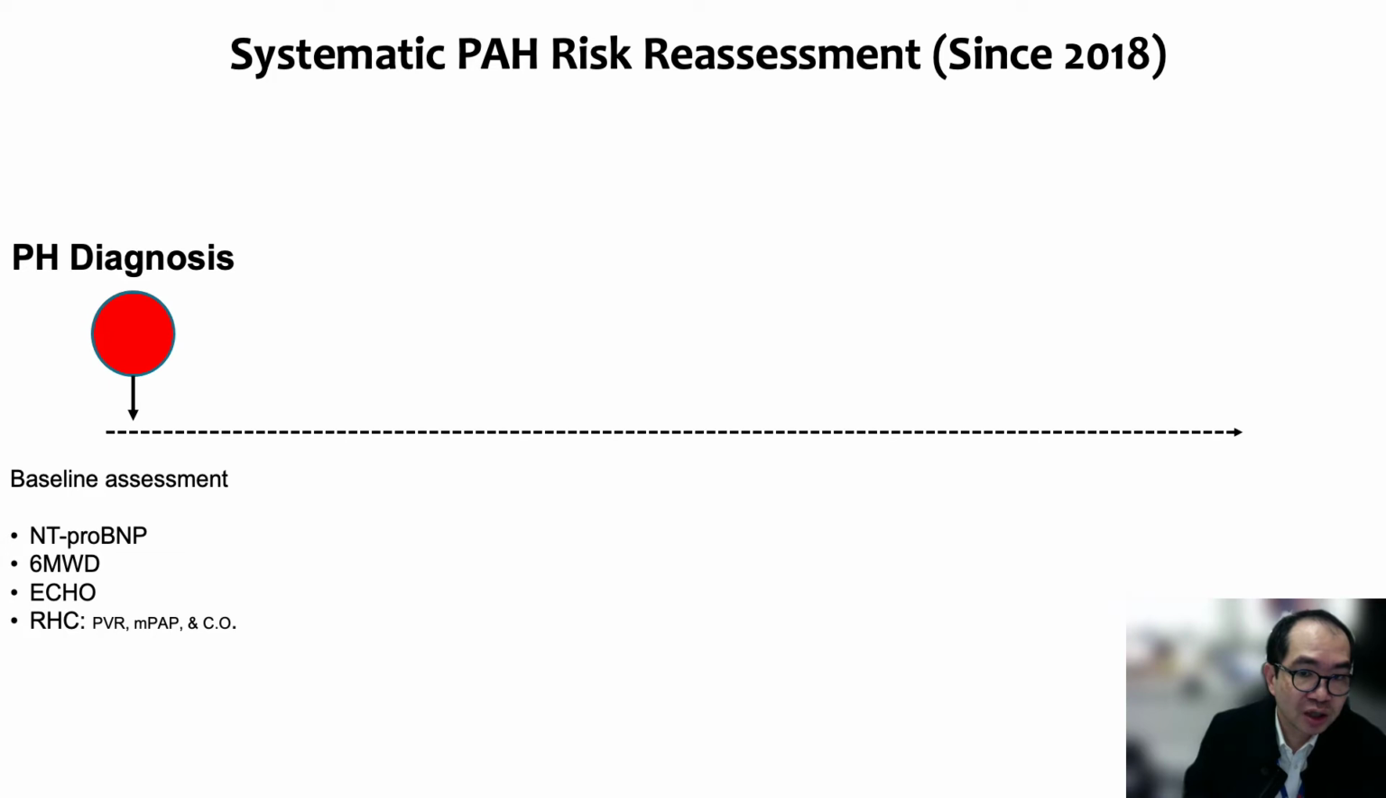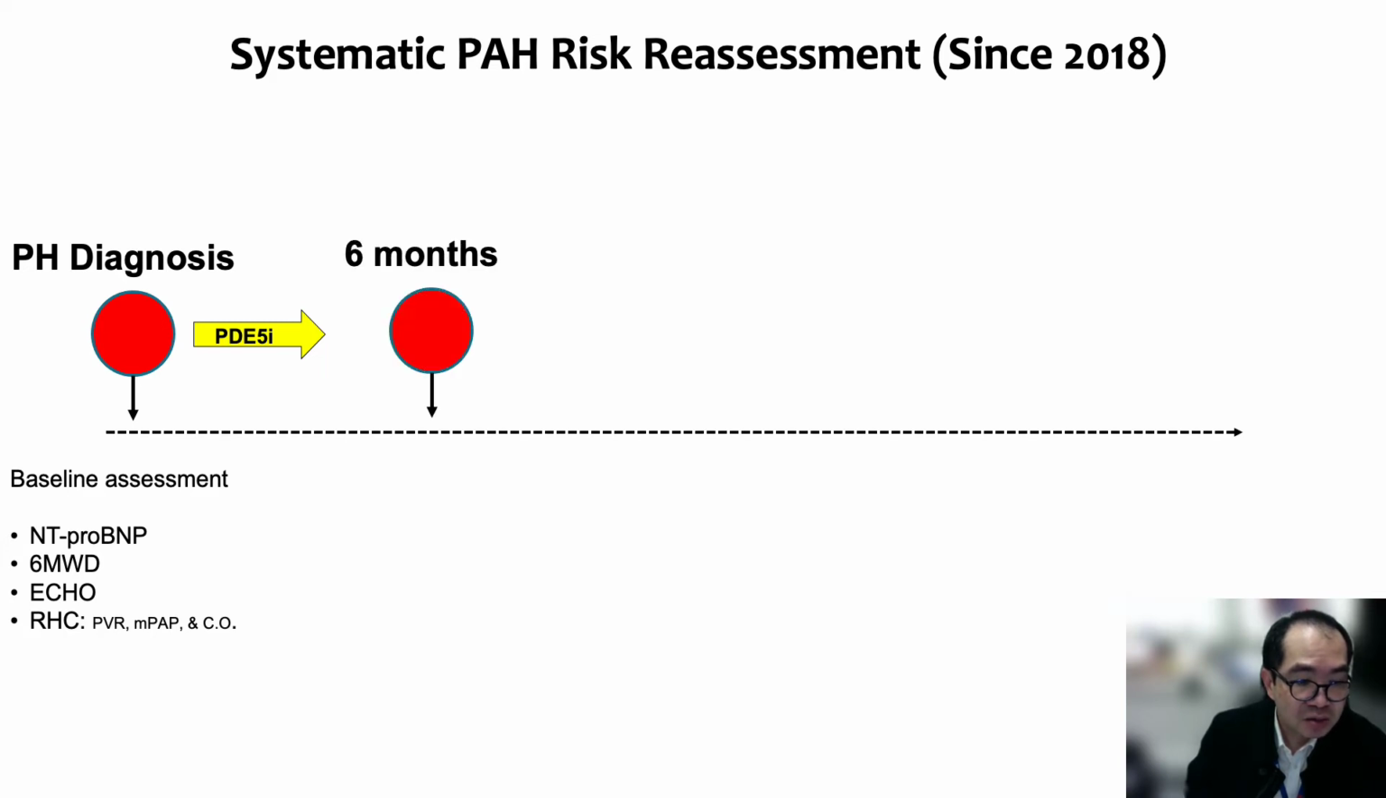This is the flow chart that we have. At baseline, for a patient with pulmonary hypertension at the time they're being diagnosed, we will have the NT-proBNP, 6-minute walking distance, echo, and also right heart cath to get all these invasive and non-invasive parameters. And then if we confirm the diagnosis, we will start this patient on a PDE5 inhibitor, particularly sildenafil.